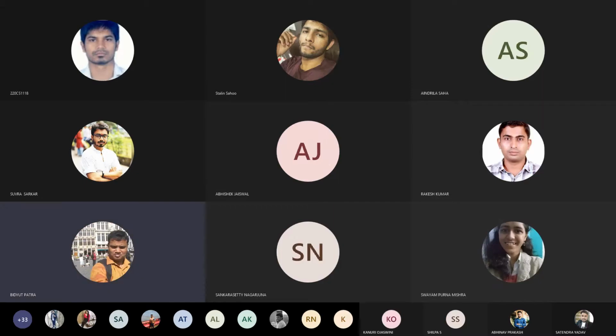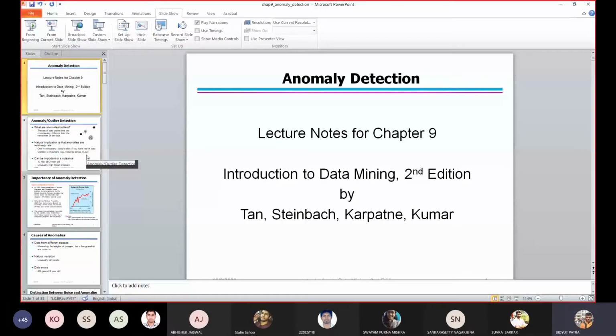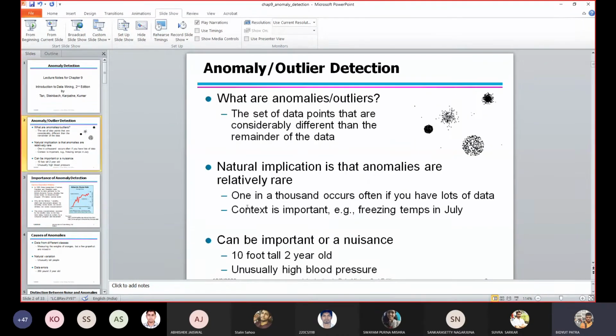So the topic is anomaly. Book: Bipin Kumar's book. Okay. So now what we will do is learn what an outlier is and a few popular techniques for outlier detection. Okay. So here is some example.